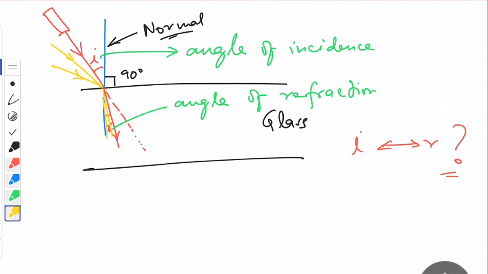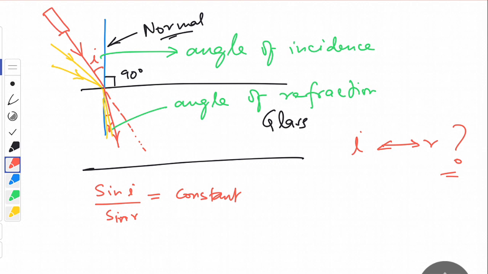But one thing which you find is that I and R always have one thing which is, just let me make sure that you guys are able to hear me. Yeah, I think the volume is correct. So sine of I upon sine of R is equal to constant. This is the relationship that people have found experimentally.